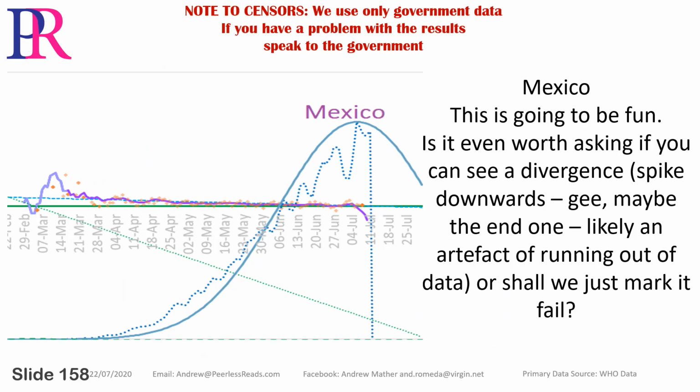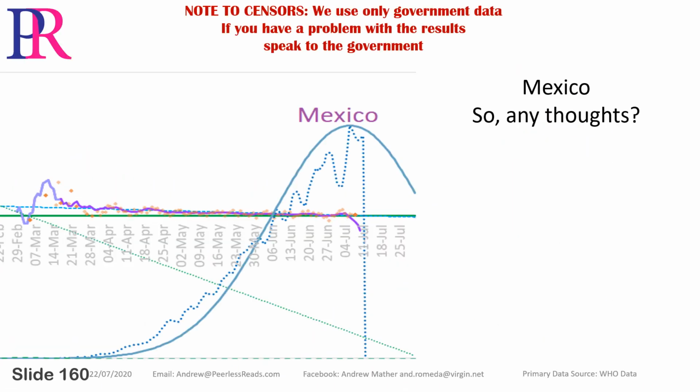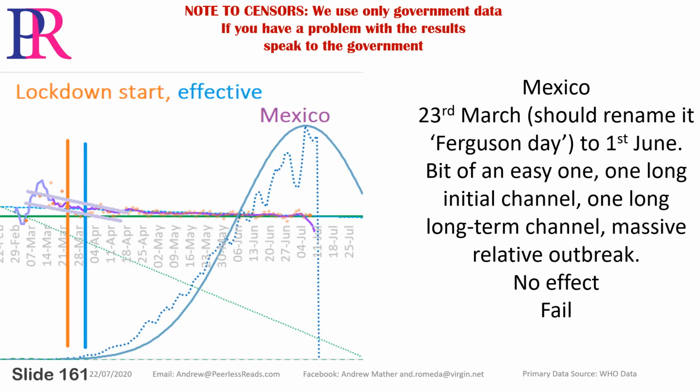Mexico, this is going to be fun. Is it even worth asking if you can see a divergence, spike downwards? Gee, maybe the end one, likely an artifact of running out of data, or shall we just mark it fail? So, any thoughts? 23rd of March, should rename it Ferguson Day to 1st of June. Bit of an easy one: long initial channel, one long-term channel, massive relative outbreak, no effect, fail.